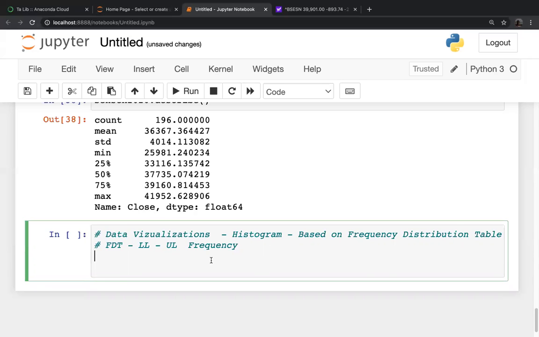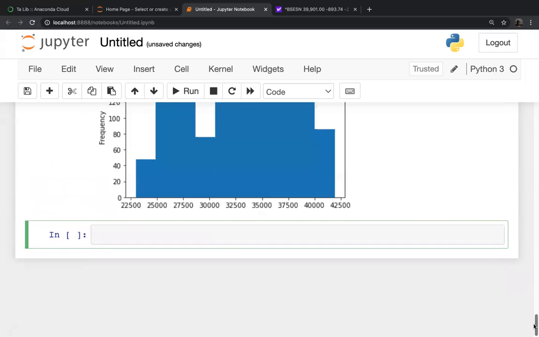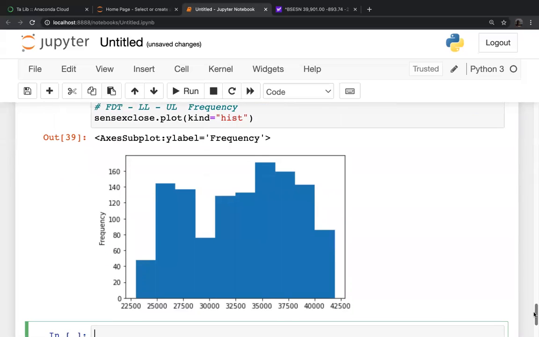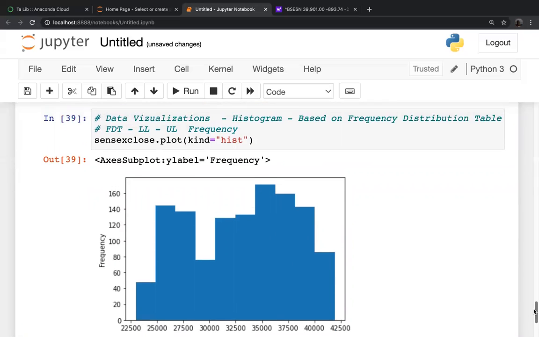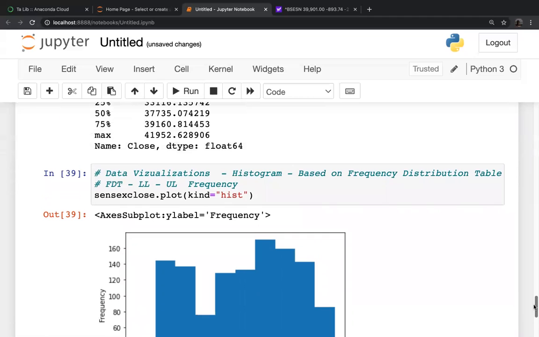Now let us do the histogram for the complete price. Sensex close dot plot kind is equal to hist. It will give you the histogram of the plot. If you see the frequencies, most of the time the Sensex is somewhere between 31,000 to 42,500. So it is running between those two price ranges.